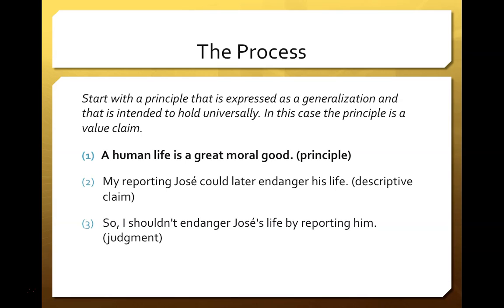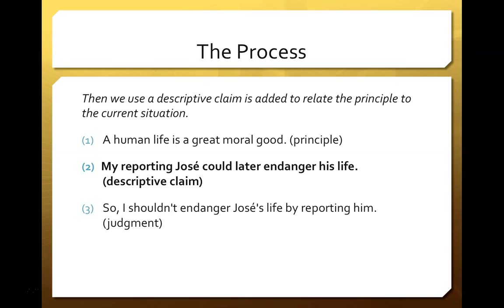All right. Now, to break this down a little bit more. To begin the process of moral reasoning, we start with a principle that's expressed as a generalization and that's intended to hold universally. Now remember from the previous video that a characteristic of moral claims is that they're universalizable. So our principle is universalizable, like any moral claim should be. In this case, the principle that we're looking at is a value claim: a human life is a great moral good. So you begin the process with a principle. In this case, the principle that a human life is a great moral good.